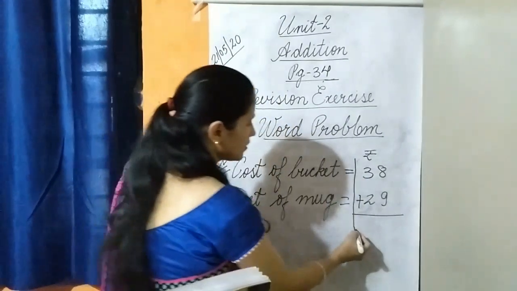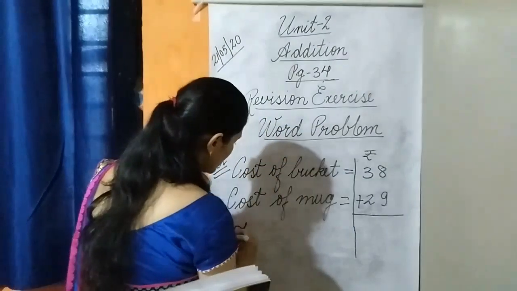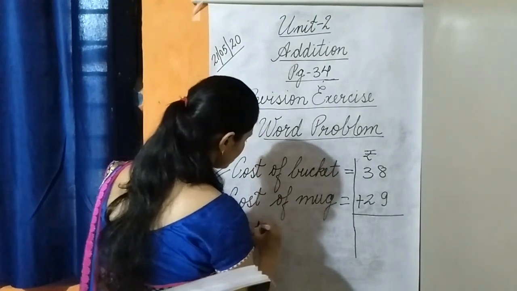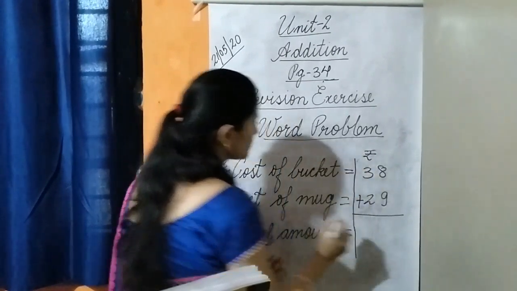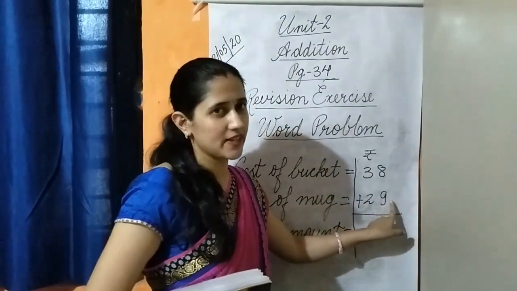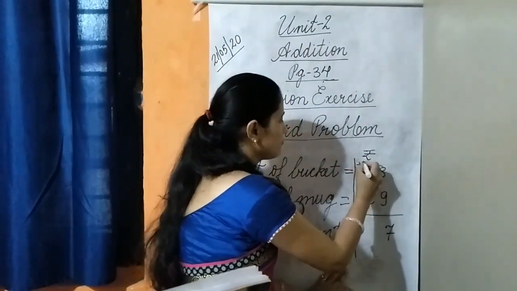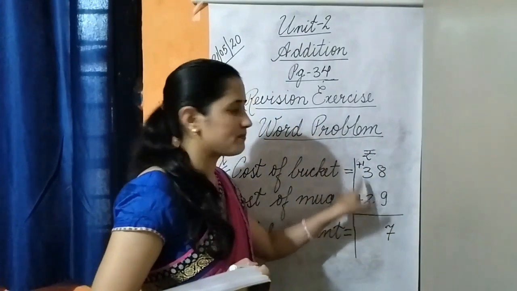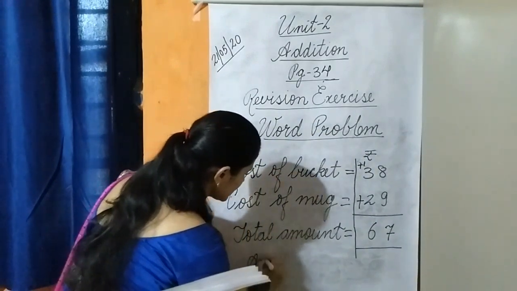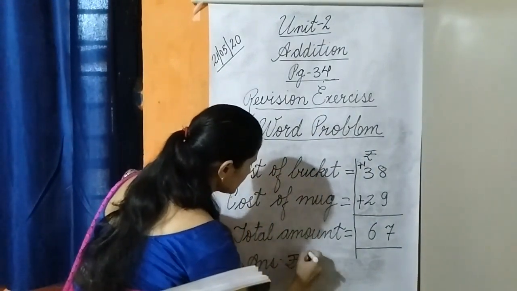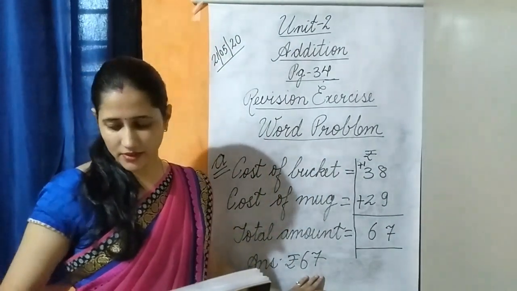Okay. So total amount is 8 plus 9, 17. So what will we write here? 7, and 1 will be carried forward. 3 plus 2, 5, plus 1 carry, 6. Okay, so your answer is rupee 67. Okay, your answer is rupee 67.